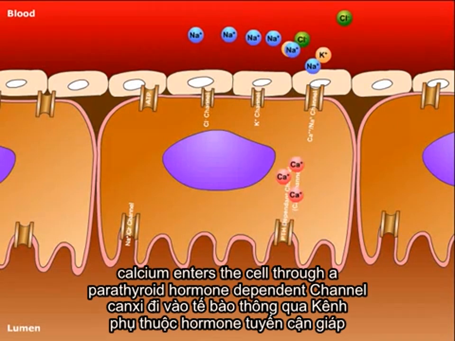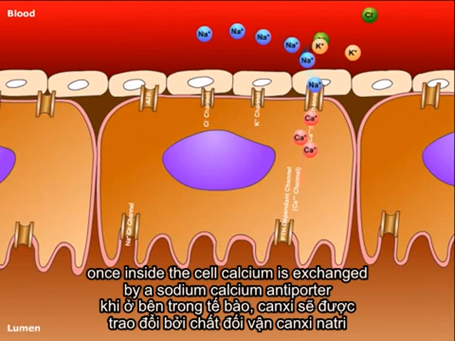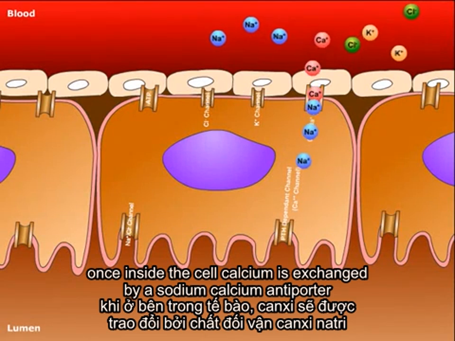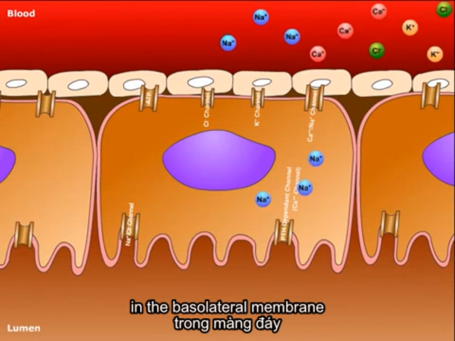Calcium enters the cell through a parathyroid hormone-dependent channel. Once inside the cell, calcium is exchanged by a sodium-calcium antiporter in the basolateral membrane.